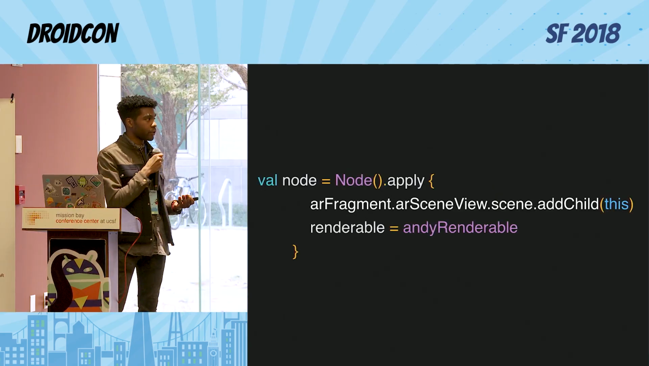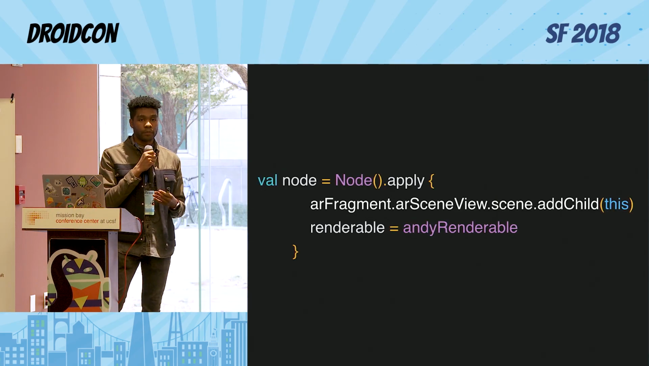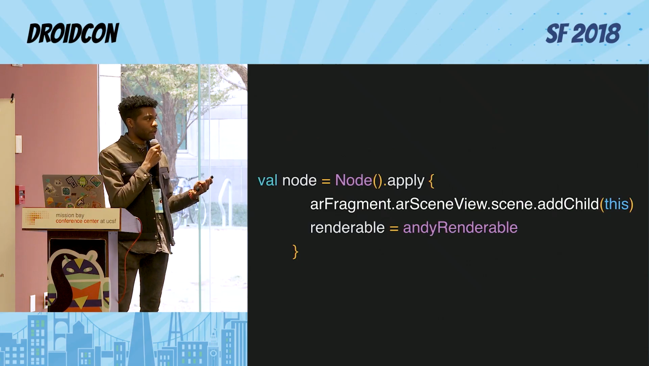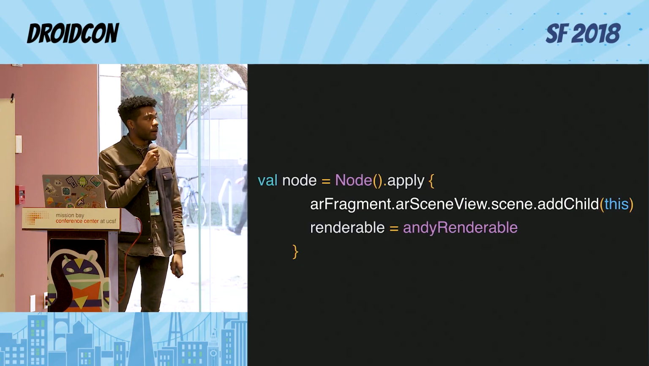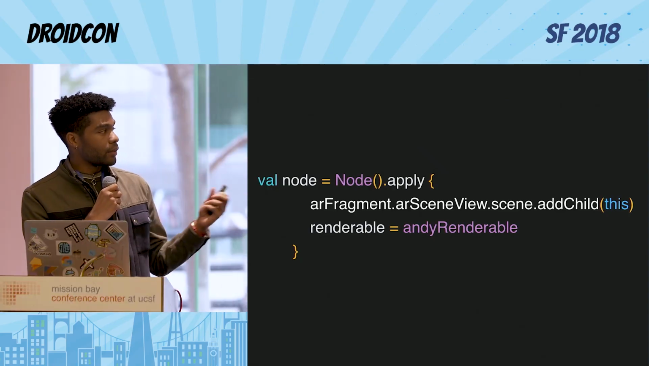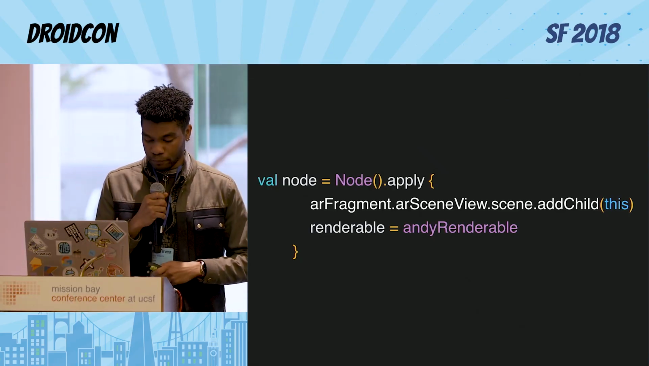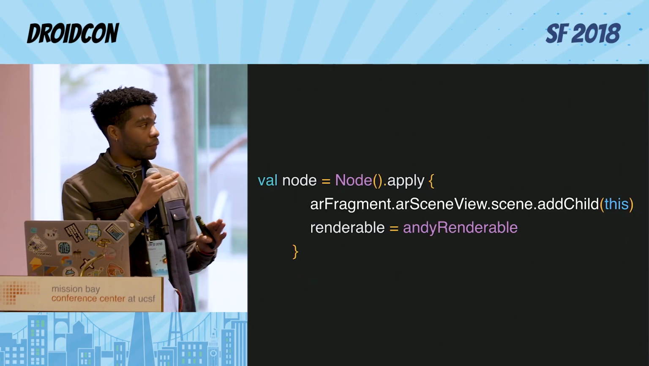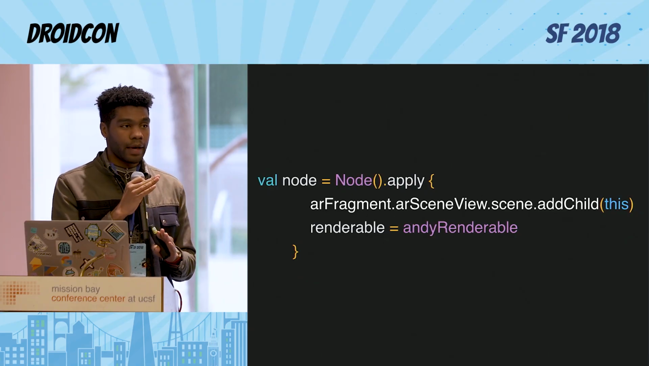And then lastly, you're going to pass that renderable from your model renderable to your node. You just add the node to the scene here, with the AR scene view's scene being that root node, and set the renderable, and that's going to render your object on screen. So like I mentioned, it's based off of a high-level scene graph API.